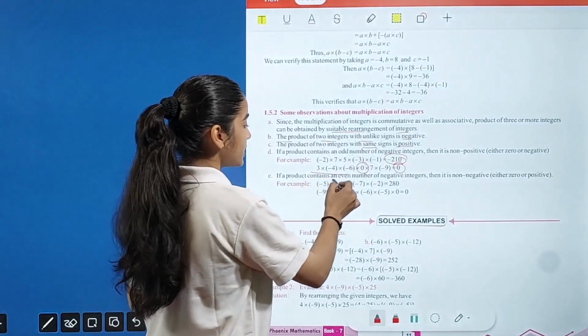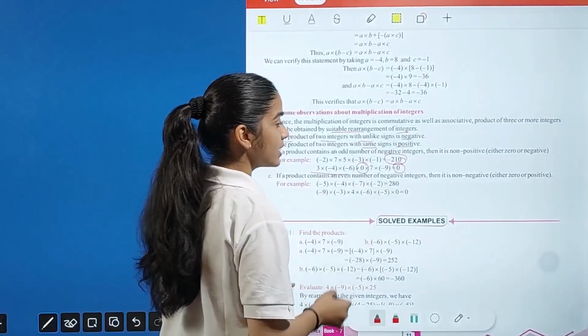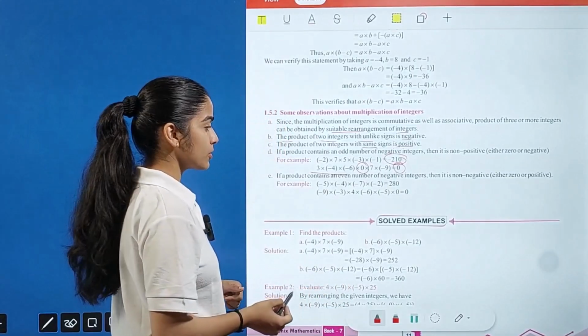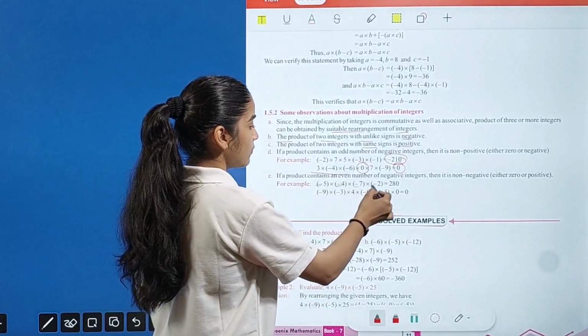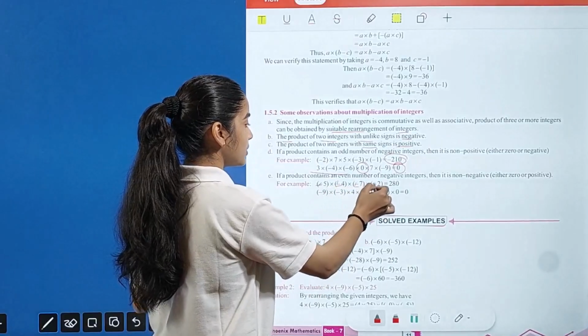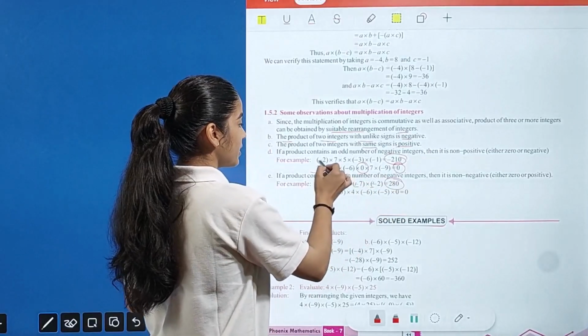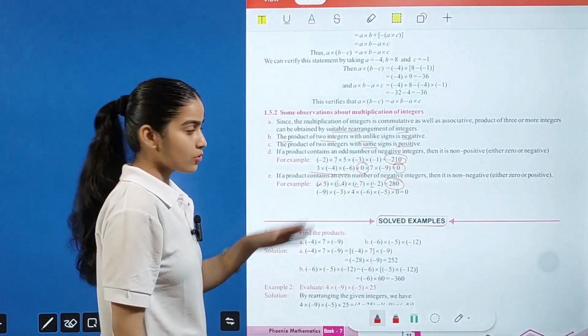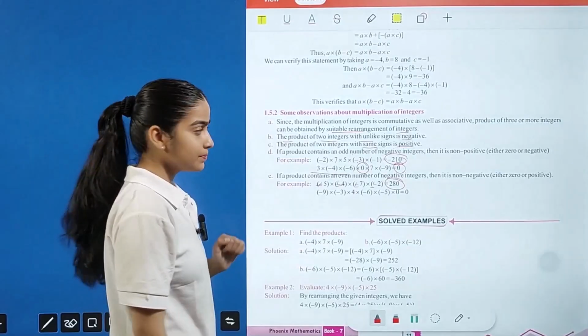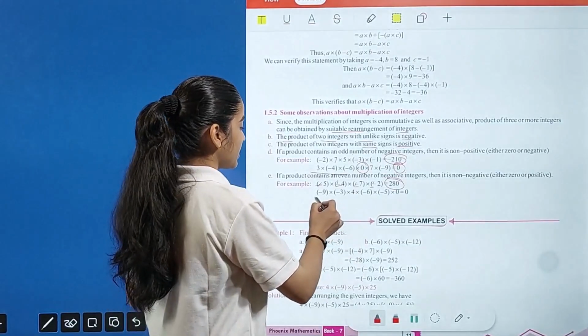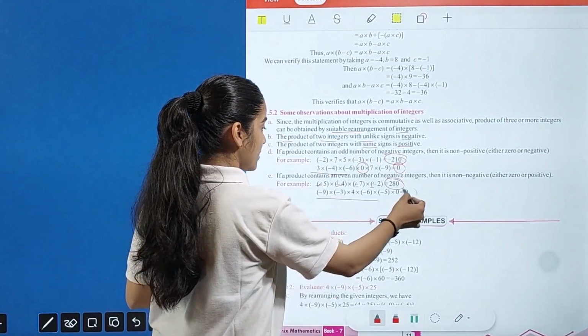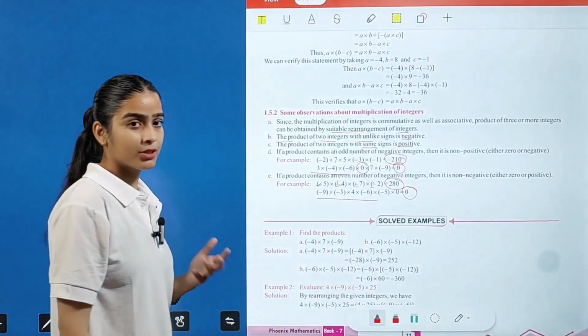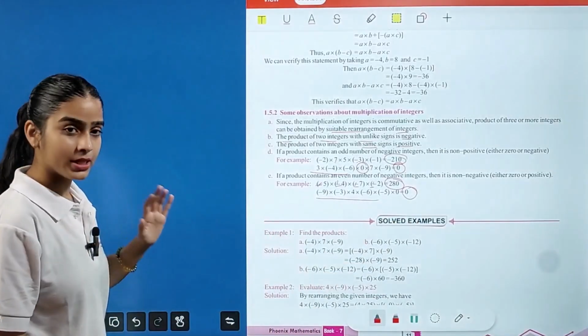Now if a product contains an even number of negative integers, then it is non-negative, either 0 or positive. So 1, 2, 3, 4: the minus signs cancel out with each other and you will get 280. In this case, we have 1, 2, 3, 4, 5. So 5 is an odd number, so you will get a negative answer. Now if we multiply with an even number of negatives along with 0 as well, we will get 0 only.